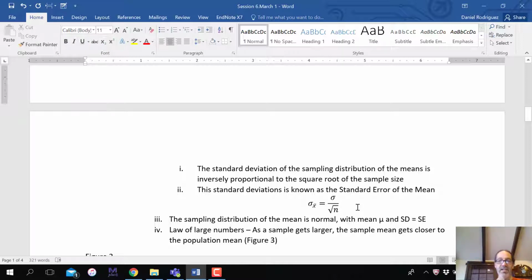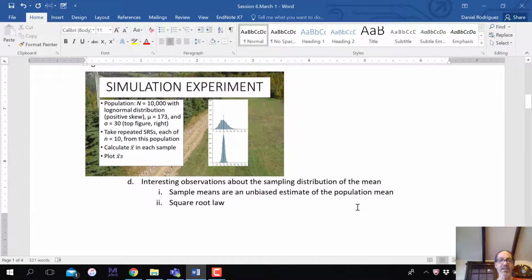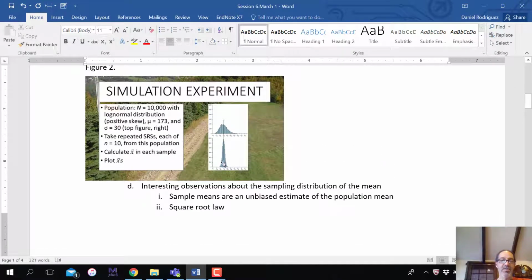It's inversely related to the sample size. So the larger the sample size, the smaller the standard error of the mean. So the larger the sample size, the thinner this distribution will get. It gets thinner and thinner and thinner.